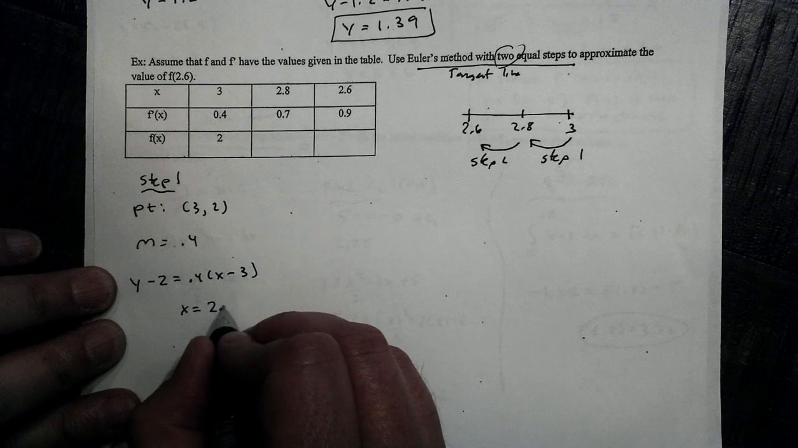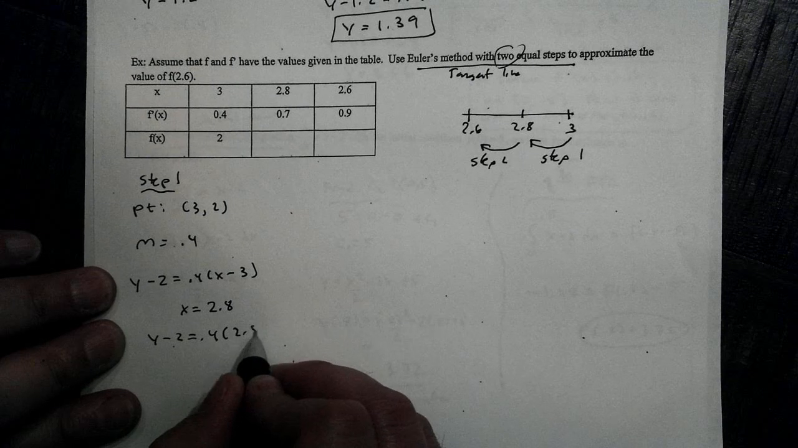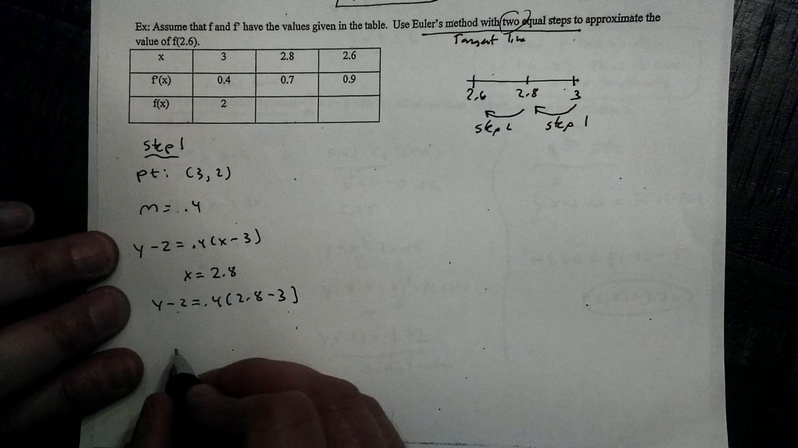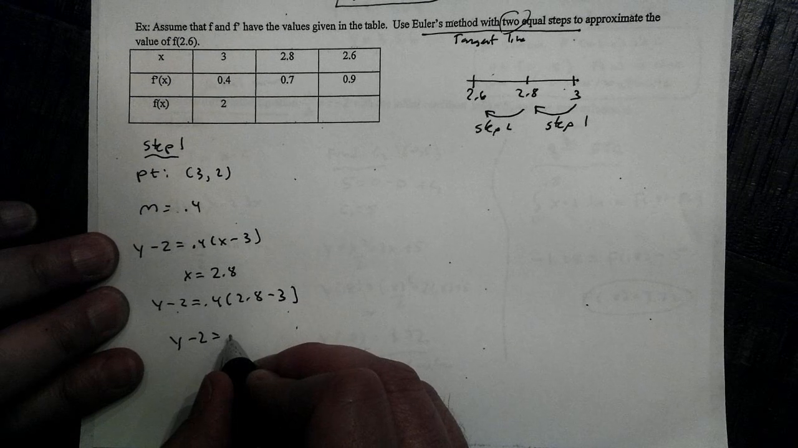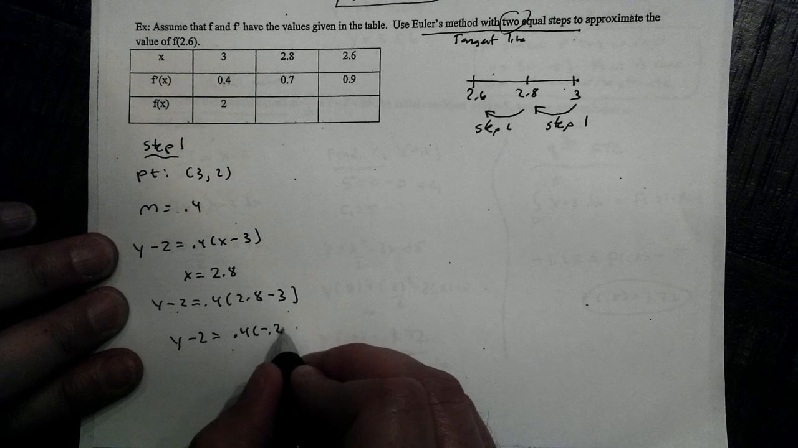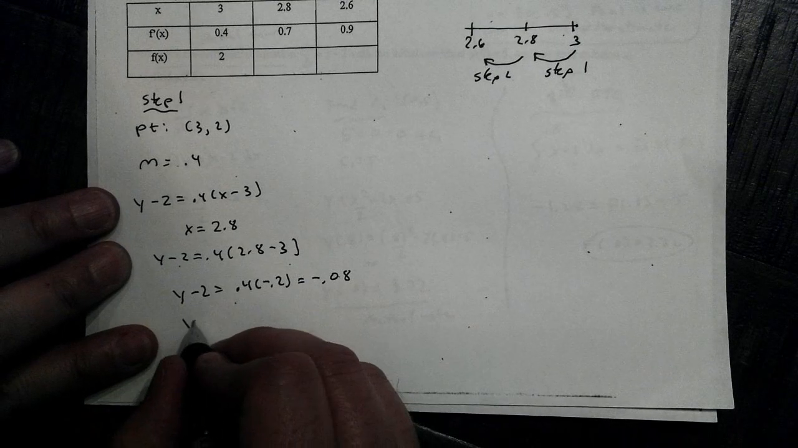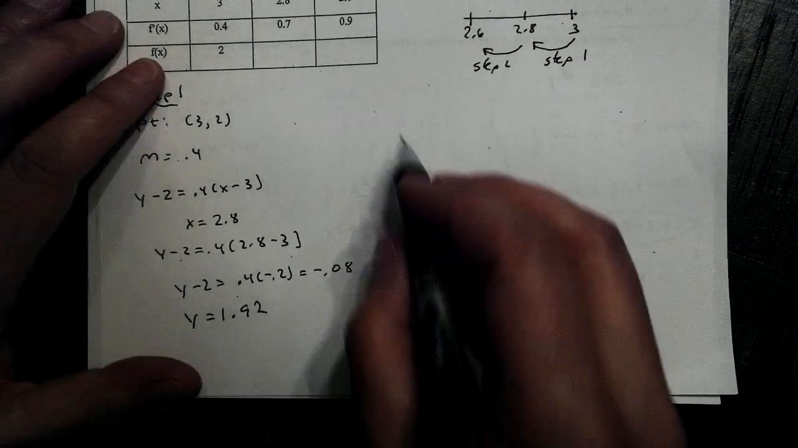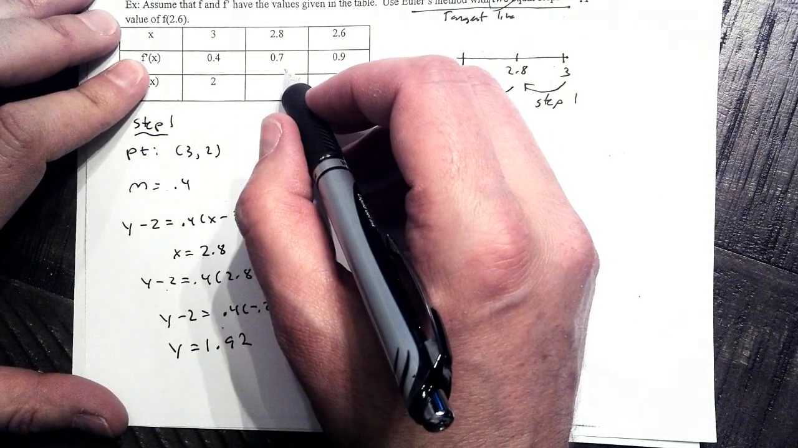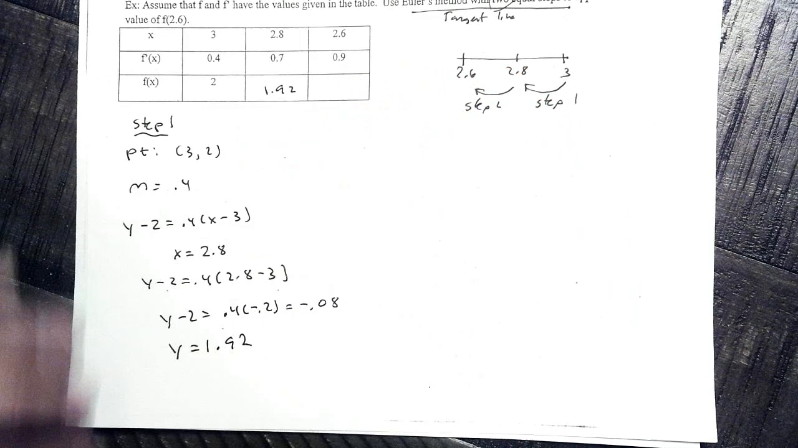x equals 2.8. And we get y minus 2 equals 0.4 times 2.8 minus 3. And if you're good, that's just negative 0.2. So what's that become? 0.4 times negative 0.2, which is negative 0.08. Adding 2, we get y equals 1.92 right there. So there is my next value right here. I'm going to go ahead and plug that in: 1.92. There's my value.